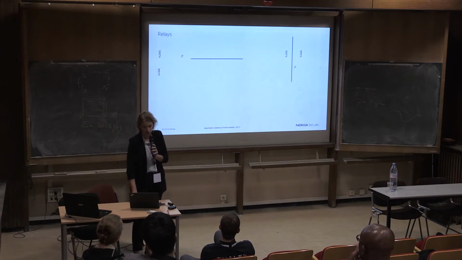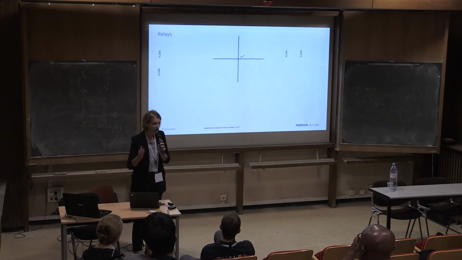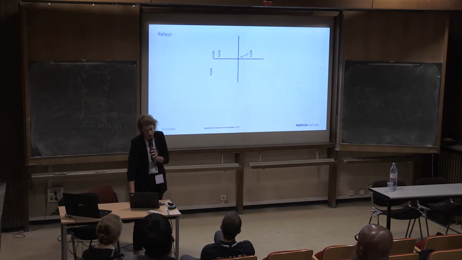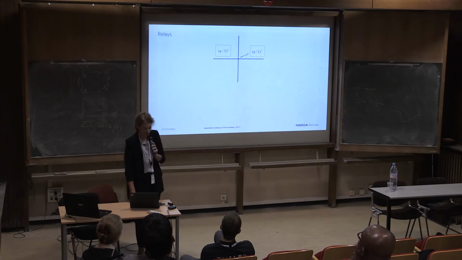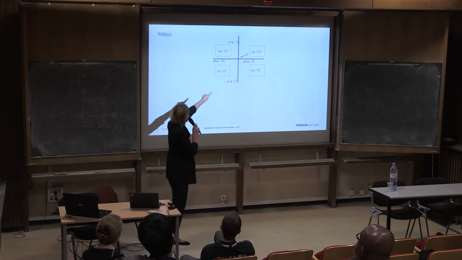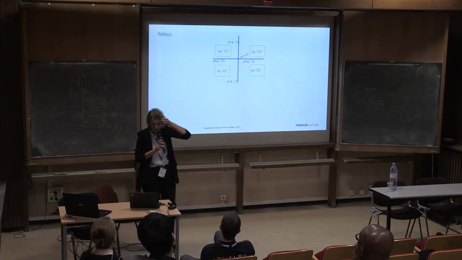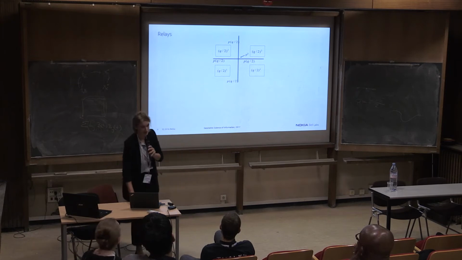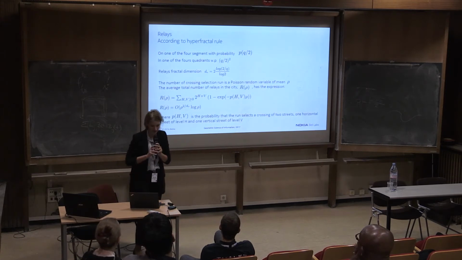If we combine both, we obtain that at a crossing we have a relay with probability p squared, and in each of the quadrants, q over 2 squared. Furthermore, this time we can also compute the probability of having a relay in each of the segments. We're going to say segments because our map is limited.